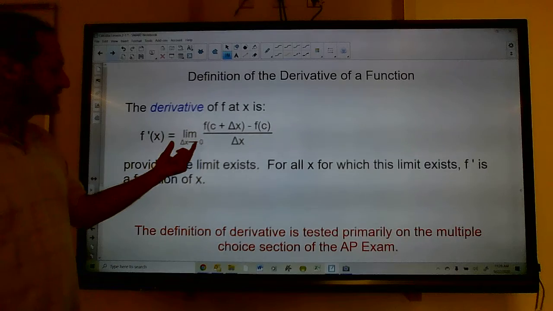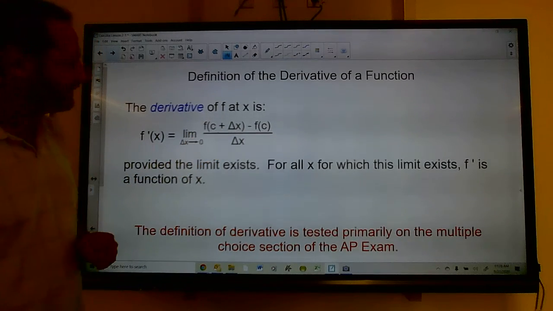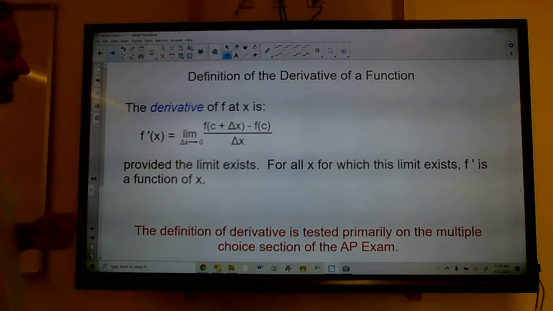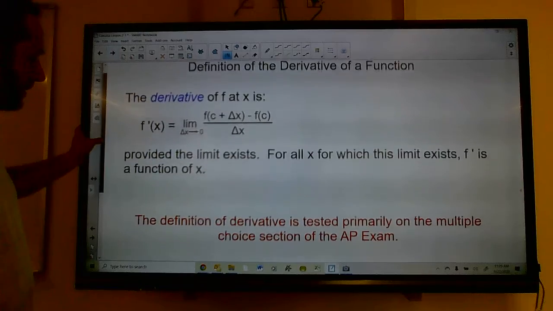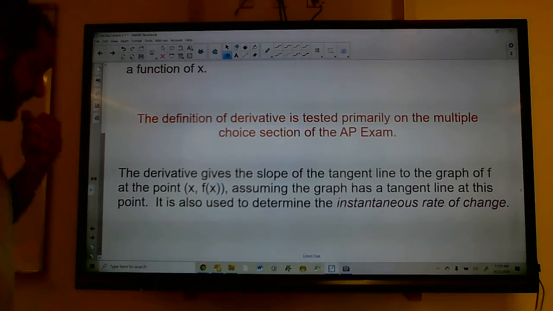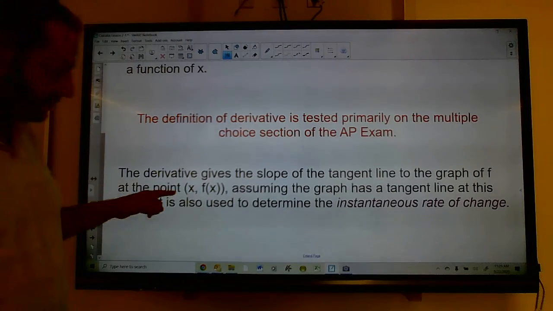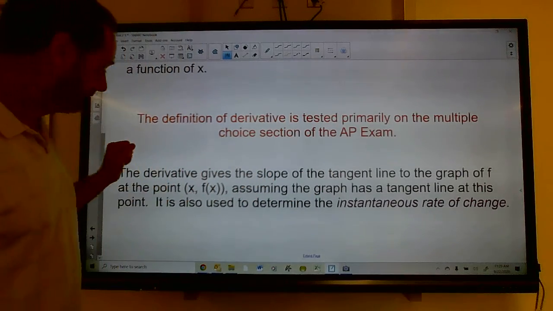The derivative of f at x is the limit as delta x goes to 0 of f of c plus delta x minus f of c over delta x, provided that the limit exists. For all x for which this limit exists, f prime is a function of x. This is tested primarily on the multiple choice part of the AP exam. This is also called the instantaneous rate of change.